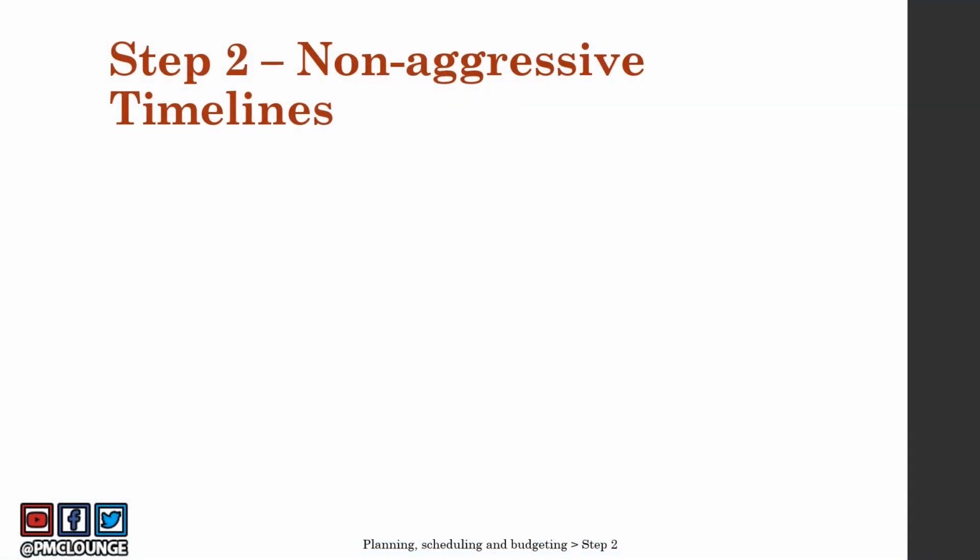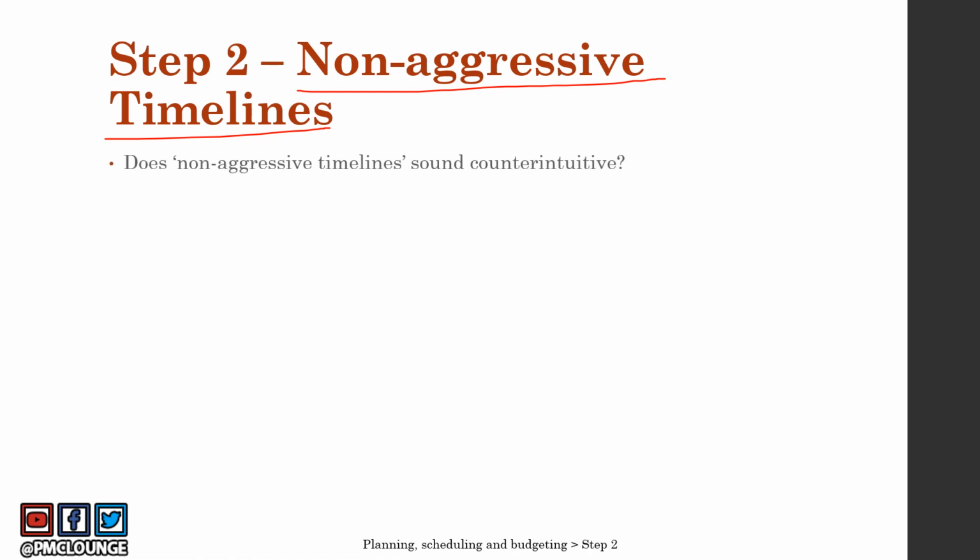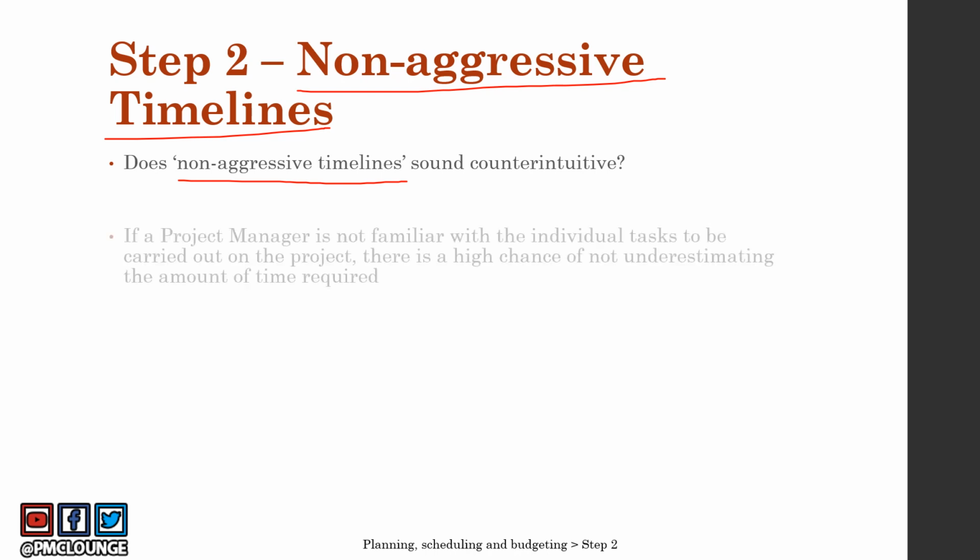Okay, let's move on to step 2 of planning, scheduling, and budgeting. And this step is all about scheduling. When scheduling, you should understand the concept of non-aggressive timelines. Now, does this sound counterintuitive to you? Non-aggressive timelines? Shouldn't you, as a project manager, be making sure everything is done as soon as possible? No, not really. You shouldn't rush through the project. That's something as a project manager you need to understand.